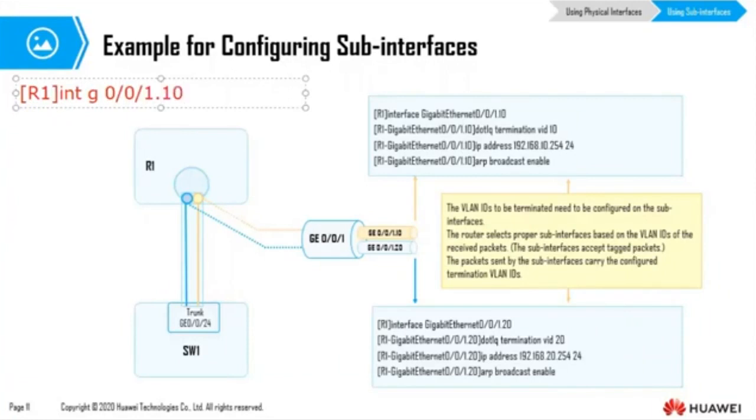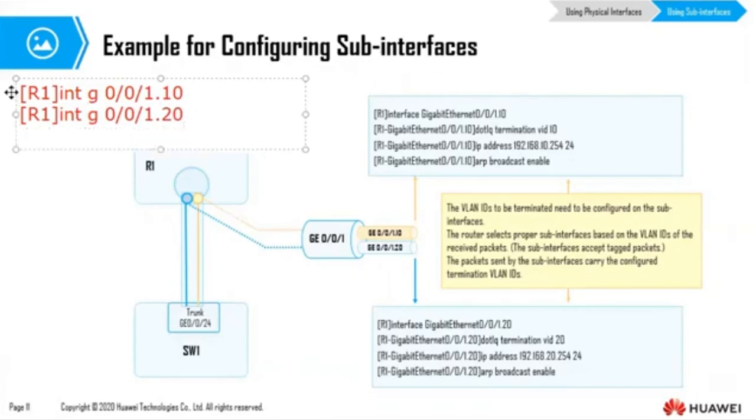Now, for easy memorization, it is recommended that the subinterface number be the same as the VLAN that it supports. So if you're creating a subinterface for VLAN 10, then just let the subinterface number be .10. Are we together? If you're creating one for VLAN 20, then let the subinterface number be .20. So again, in R1, you can do int G0/0/1.20. So that's how you create subinterfaces.